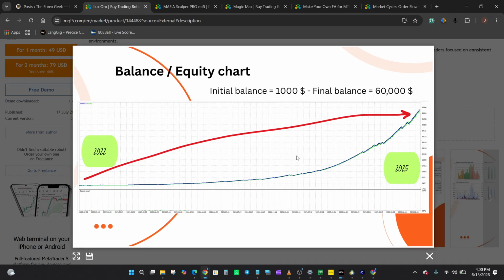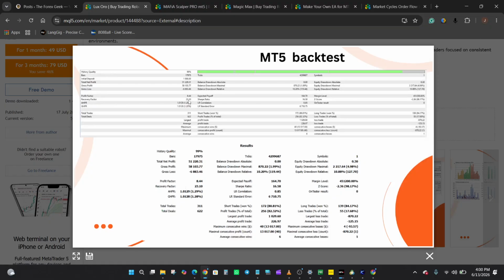So, looking at the provided result here, this is 2022 to 2025, and we can see an initial deposit of $1,000 turns to a final balance of $60,000. And here, this shows us initial deposit of $1,000, total net profit 51,220.31. Total trades taken were 311, out of which 256 were profitable, giving us an 82.32% win rate.